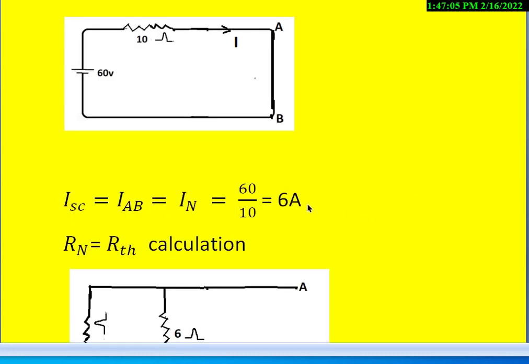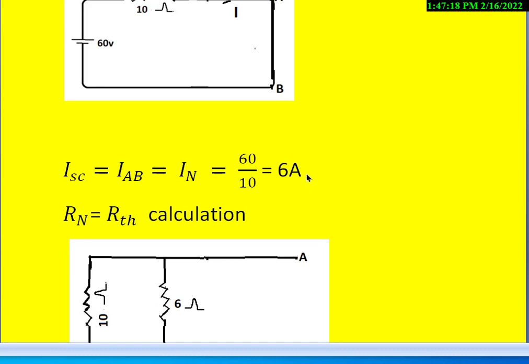So we get here 6 amperes. This current in the branch AB is called the Norton's current or short circuit current. This is also called the current between the terminals A and B. This is the one parameter to be calculated, which is calculated.